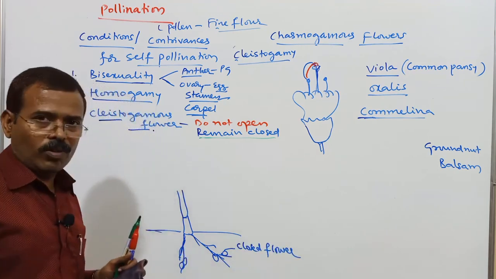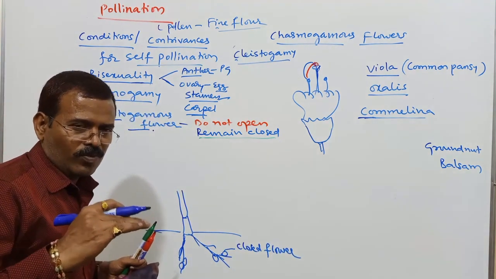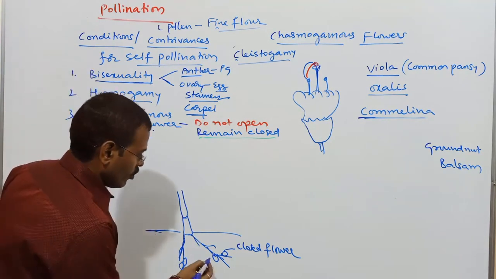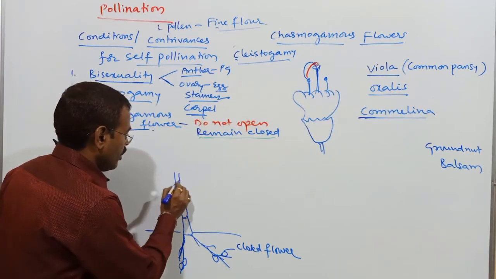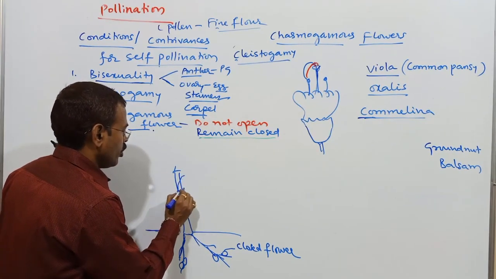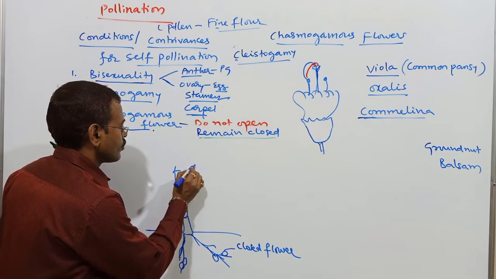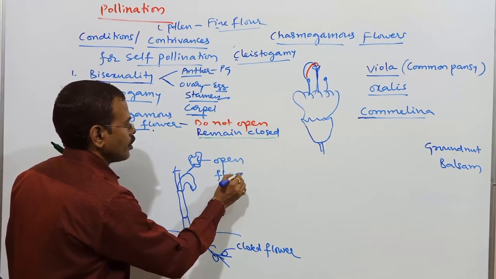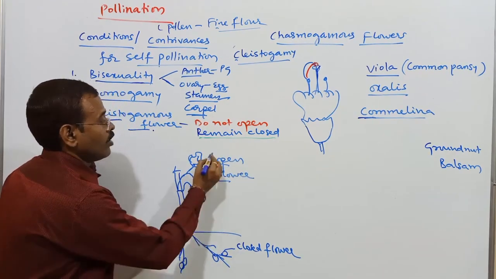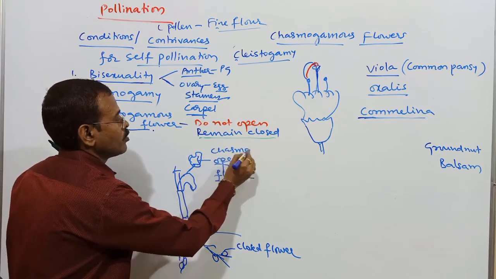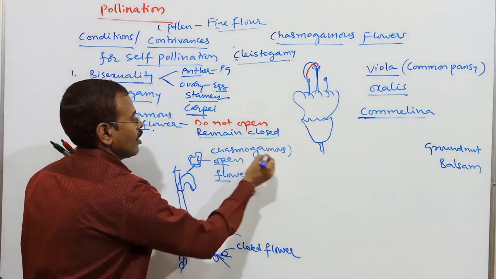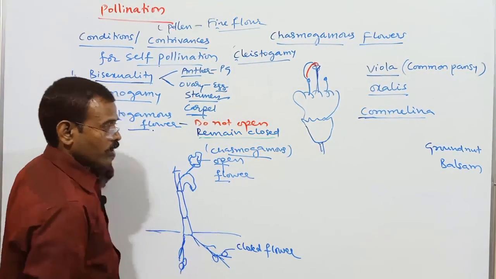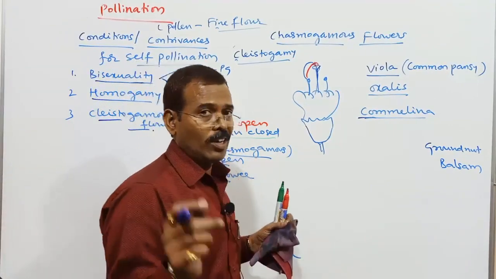This is a closed flower, which is near to the ground surface or underground, whatever it is. They are dull, not brightly colored. So this is a clistogamous flower. Whereas in the aerial part, it is going to produce the normal flower, which is an open flower. Normal flowers are open flowers. They are chasmogamous flowers. These are bisexual flowers only. So this flower which remains closed is a clistogamous flower.